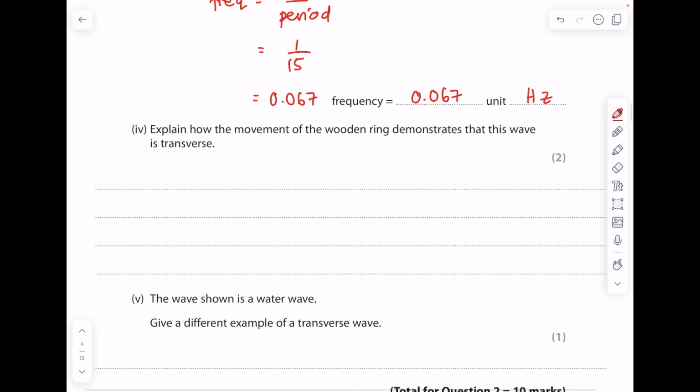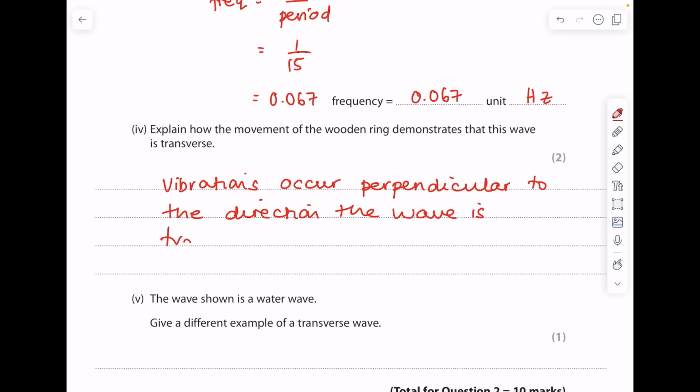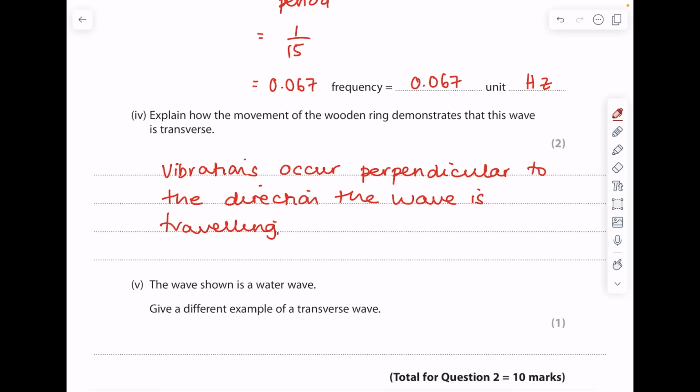We explain how the movement of the wooden ring demonstrates that this wave is transverse. Really, you just want to define what a transverse wave is here. Vibrations occur perpendicular to the direction the wave is travelling. The wave shown is a water wave. Give a different example of a transverse wave. Just pick any of the electromagnetic waves. I'm going to go in with gamma.